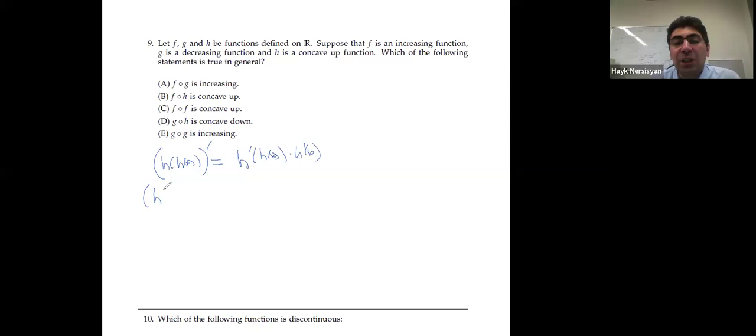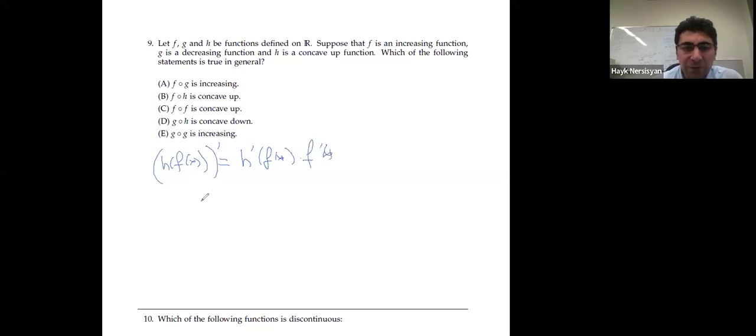If I can, you mean in general H composition with F? Okay, yeah, it's a much more general question, not H with H itself. Let me change a bit. So we have two concave up functions, H and F. Both are concave up. Can we say their composition is still concave up? Let's check. So we get H prime(F(x)) times F prime(x). So the double derivative will be H double prime(F(x)) times F prime(x) squared.